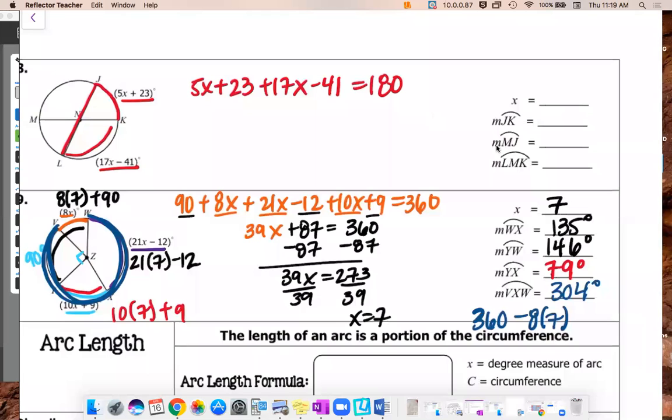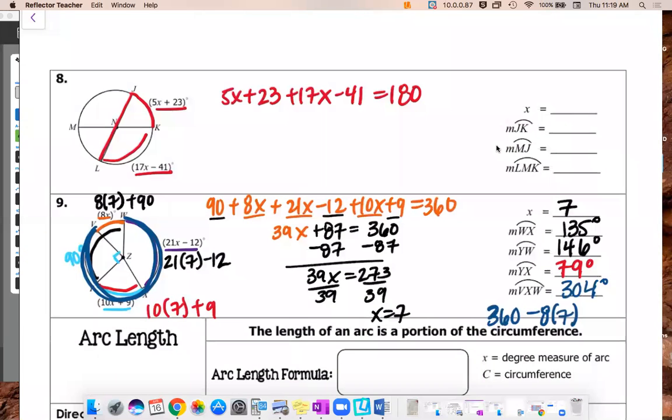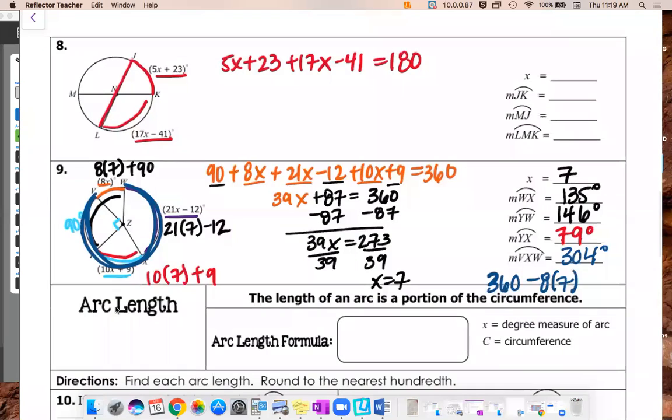Okay, so that's really all you need to know about central angles. Come back for video number 2, and we'll start talking about arc length. Then I'll give you a formula, and then we'll go through a couple of examples. So look out for that next video.